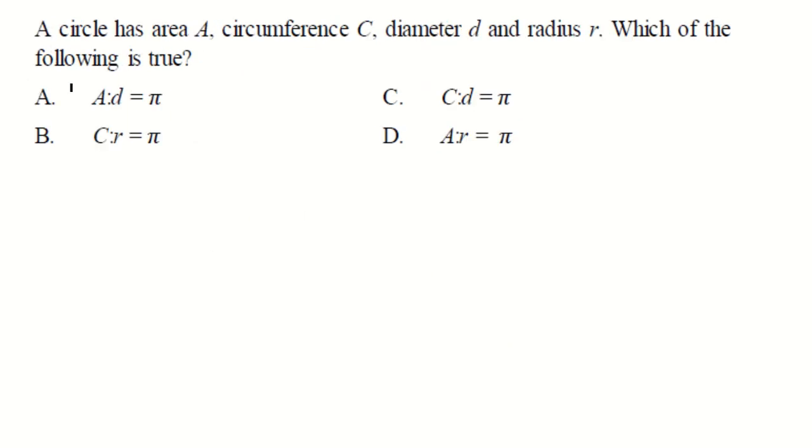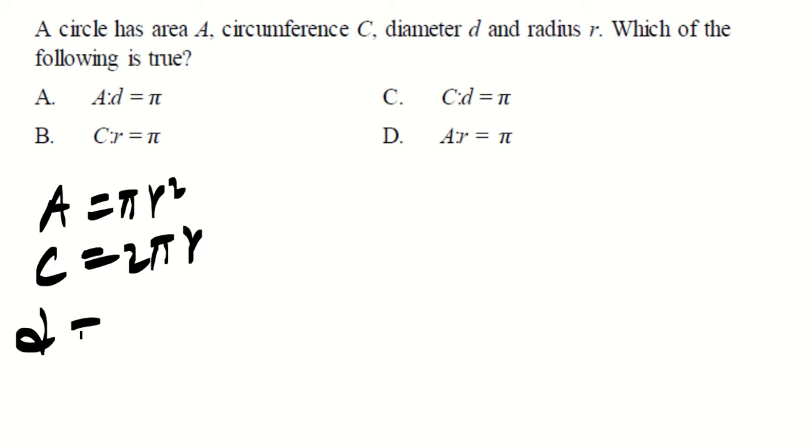The next question, it says a circle has area A, circumference C. Area means pi r square, you know, and circumference means 2 pi r, and diameter means 2r, 2 radius. Which of the following is true? Area to diameter. Area to diameter means divide. The area is pi r square over 2r.